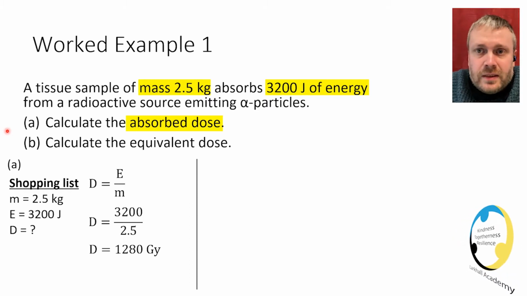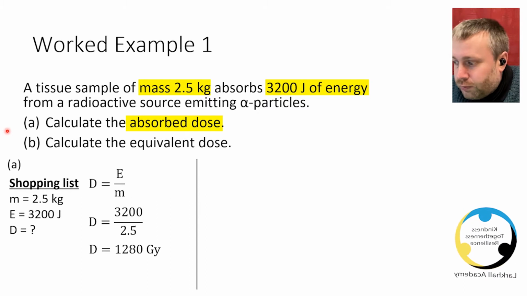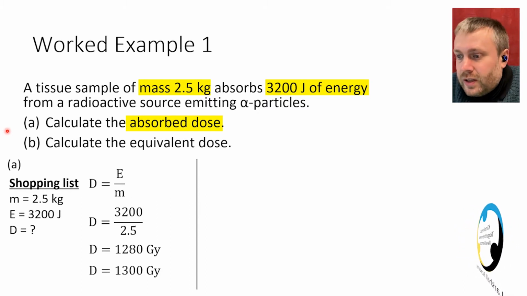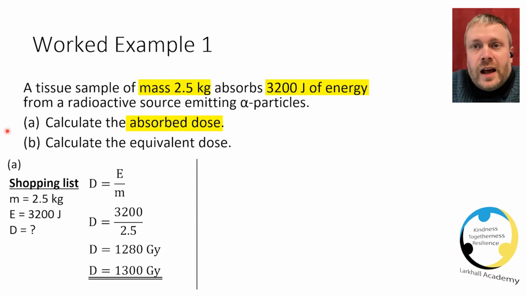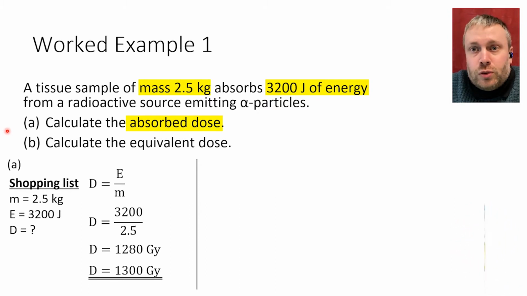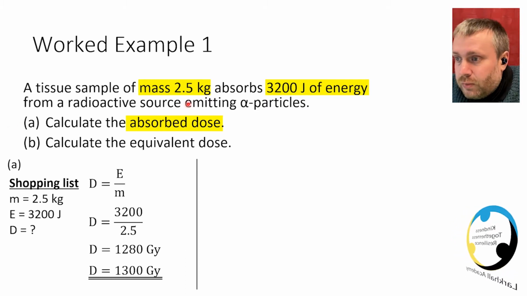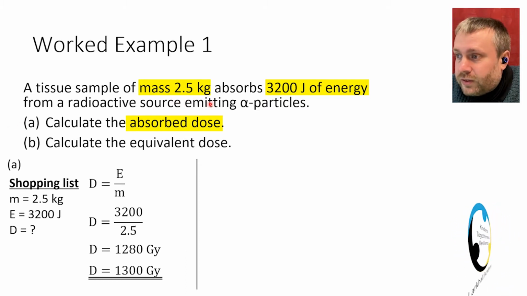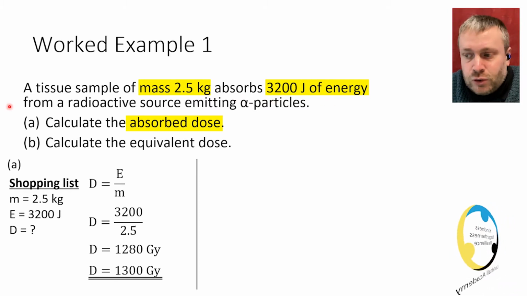Now, technically, you would get the marks for that answer, but we've not rounded it properly, so let's just round that off properly. We find our final answer to be 1,300 grays. We know that that should be rounded to two significant figures here, because if we go back again to our question, we've got two significant figures here for mass, and we've got two significant figures here for energy. So that's what's given to us in the question, so that's what we give our final answer to.